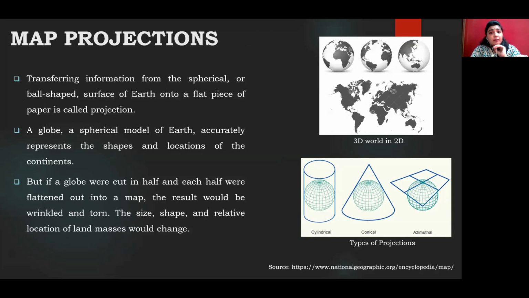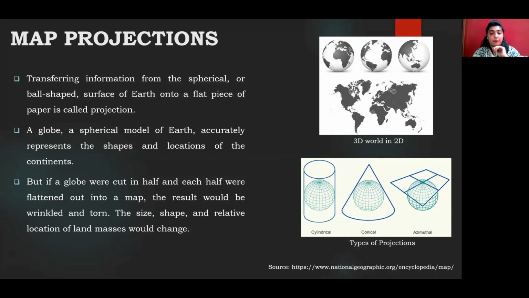Now, I am constructing a map, but when I am constructing a map, I will have to take care that the earth features are represented properly on the map. When I'm converting a 3D space into a 2D space, there'll be a lot of distortions. So I have to decide what kind of distortions should be there and should not be there. Depending on that, there are certain map projections.